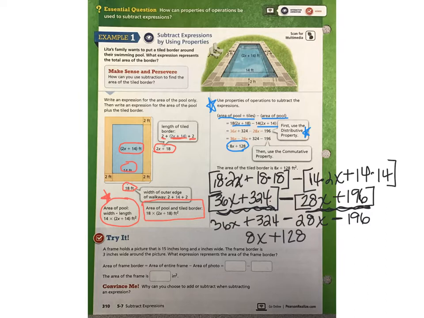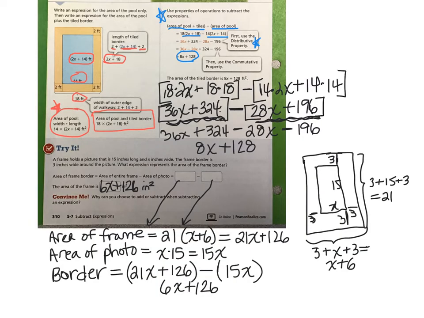Now go ahead and do the try it and come back and check your answer. All right, let's take a look at the work here. I sketched a little picture frame off to the side, and you'll notice that the interior picture part, this piece right here, has dimensions of 15 on one side and x on the other. So the area of just the picture, where the picture goes, is 15 times x. That's the area of the photo right here.